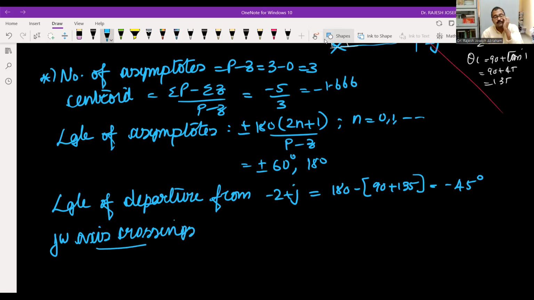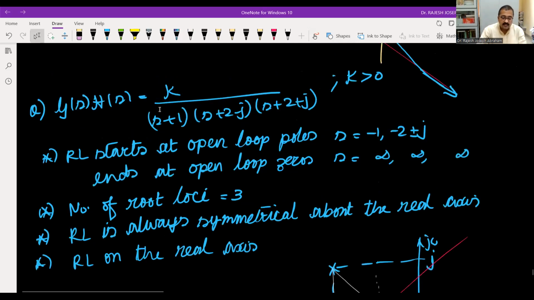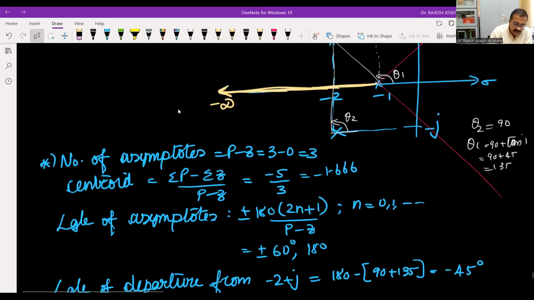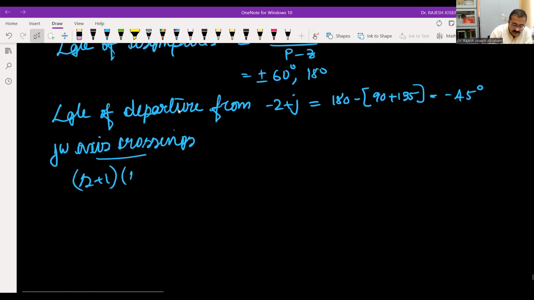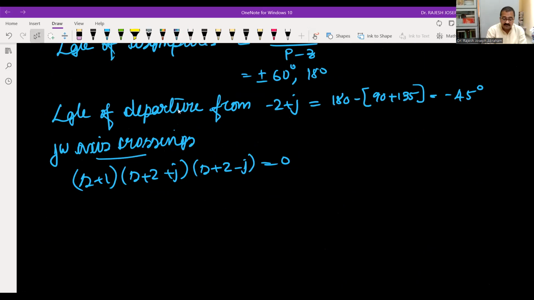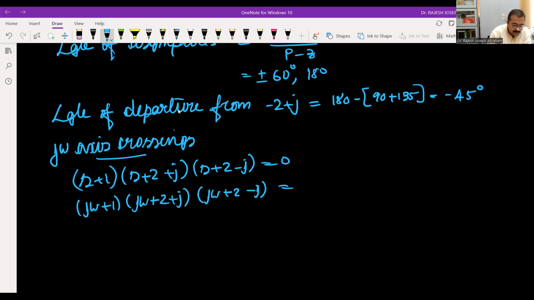How to find that? Put s equal to j omega in the characteristic equation and solve. Two equations, two unknowns. So what is our characteristic equation? s plus 1 into this thing plus k equal to 0. So our characteristic equation is (s plus 1) into (s plus 2 plus j) into (s plus 2 minus j) plus k equal to 0. So you put s equal to j omega, you will get (j omega plus 1) into (j omega plus 2 plus j) into (j omega plus 2 minus j) plus k equal to 0.